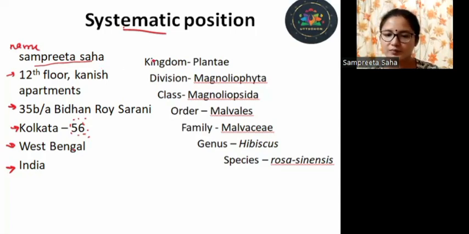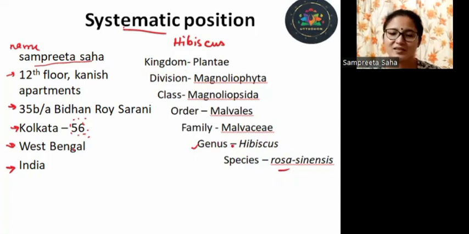So now on the right hand side, you can see I have given the systematic position of hibiscus. Now, in order to locate hibiscus using the 7 obligate categories, we will be needing this information. So, the plant hibiscus, what is the name of the species that we have at our hand? It is Rosa sinensis. Under which genus does it belong? It belongs under the genus Hibiscus.